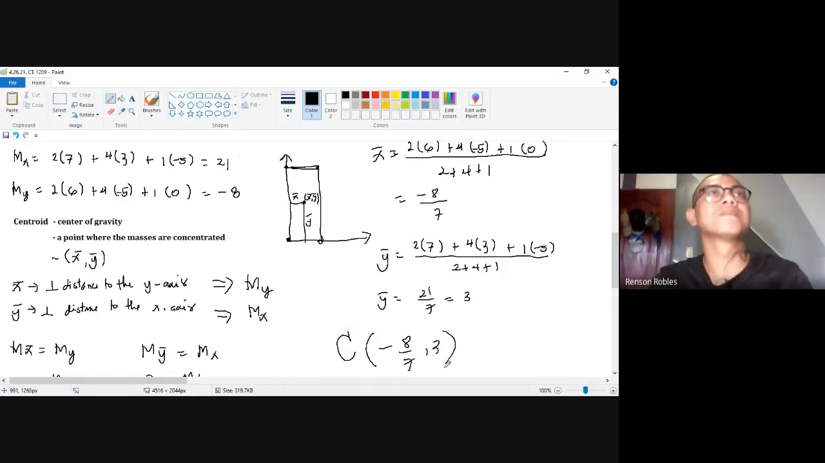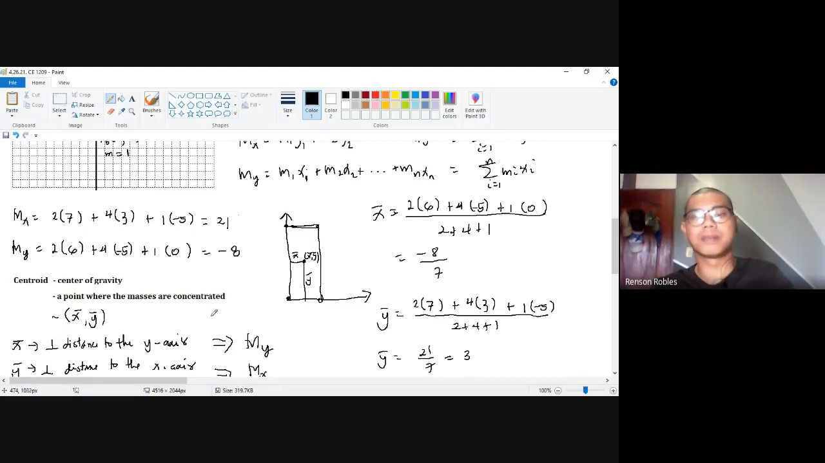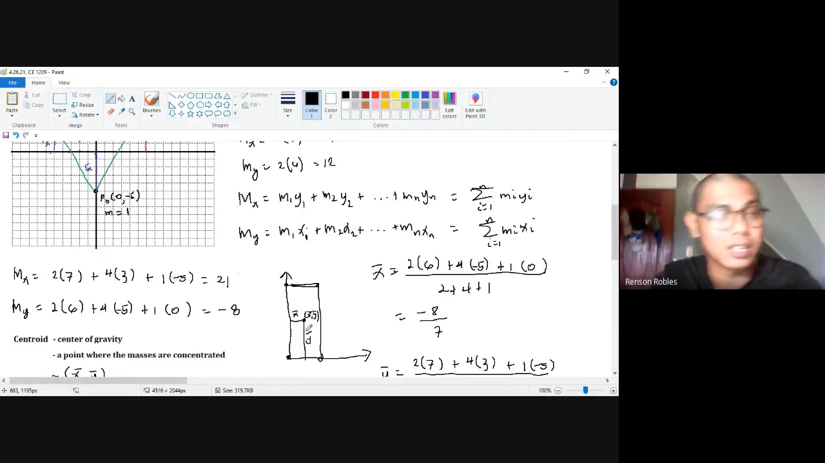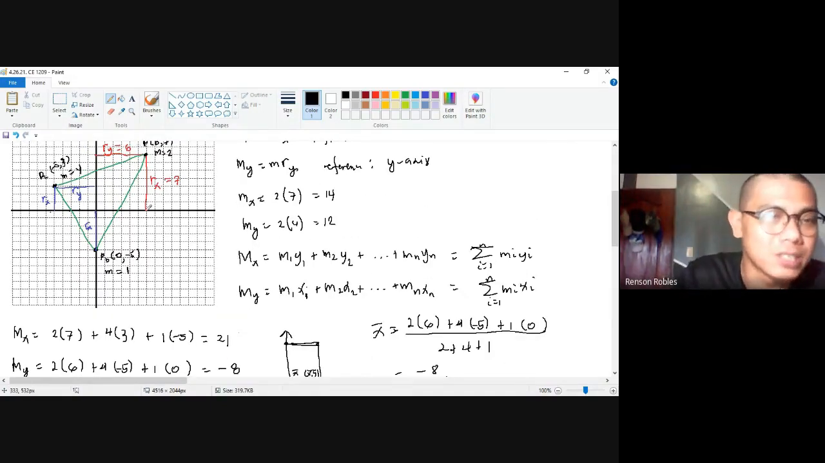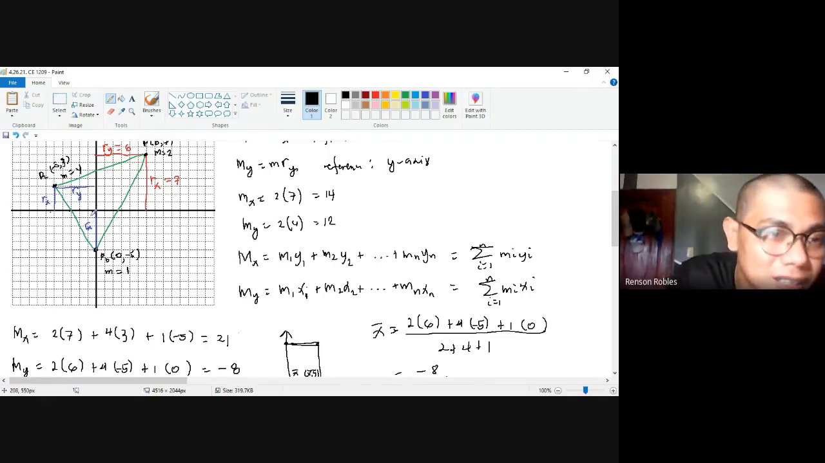Where can we find it? Sir, how do we know whether we got it correctly or not? You just locate this point and it should be inside the system. If it is outside the system, then we got it wrong. So that's -8 over 7, 3. -8 over 7 is located somewhere here, it's -1 point something. And then 3: 1, 2, 3. Yes, this is where you can find the centroid.